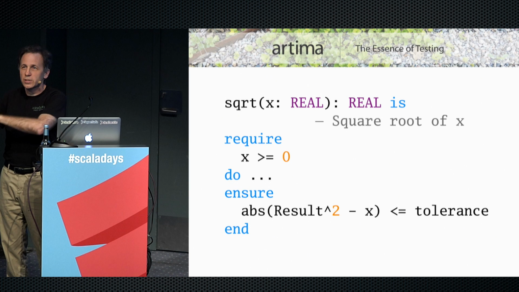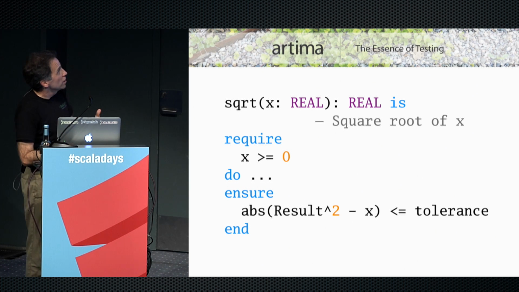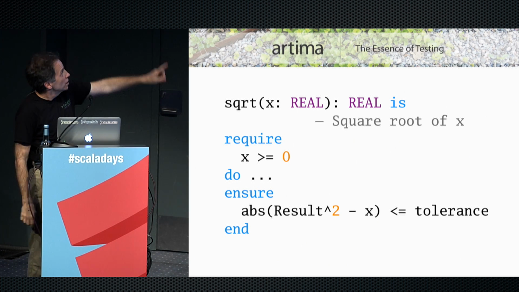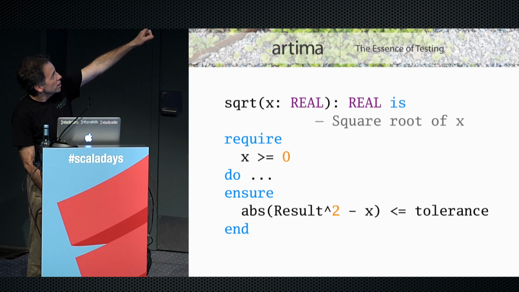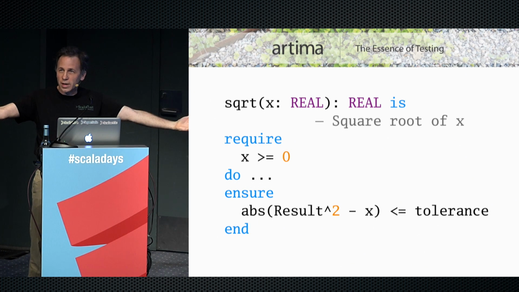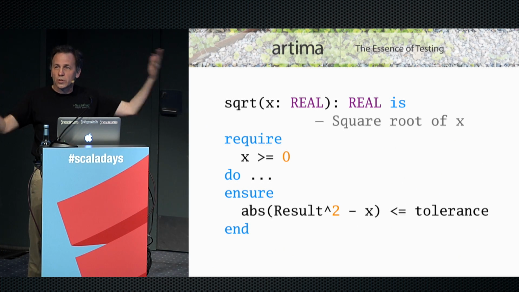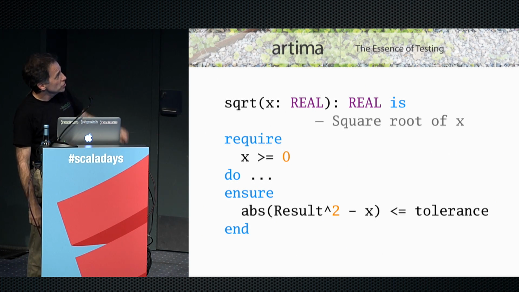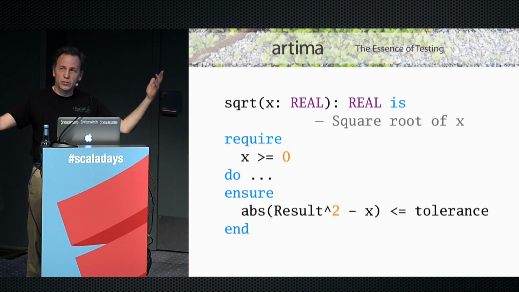But because it's a real number, in the real world, you may have a little bit of rounding error difference, right? So what the postcondition here is you subtract x from the square of the result, which should be 0 in an ideal world. So then you just take the absolute value of that to make it positive. It should be a positive tiny number. And then you just see that that's less than or equal to a tolerance, and that's your postcondition.